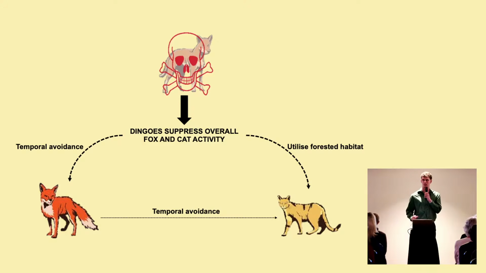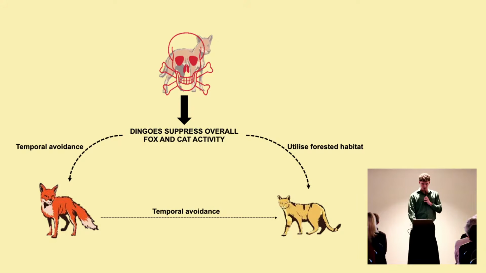Instead of showing one single response, their behavior depends on which predator is the greatest threat locally. At the sites where we had high dingo activity but low fox activity, the cats would choose to avoid the greatest threat, which was the dingoes, and they'd use the more sheltered forested habitat. But when the dingo activity was low, which we think allows the fox activity to be high, the cats then have a different threat, which is the foxes. And to avoid them, they use temporal avoidance, so they shift their daily activity patterns to avoid the foxes.